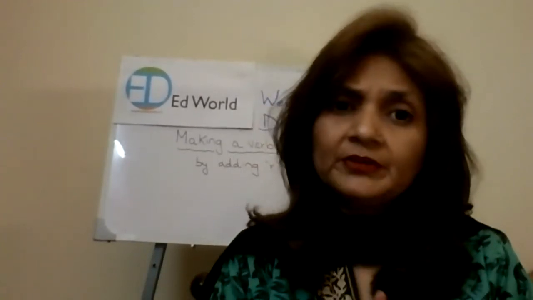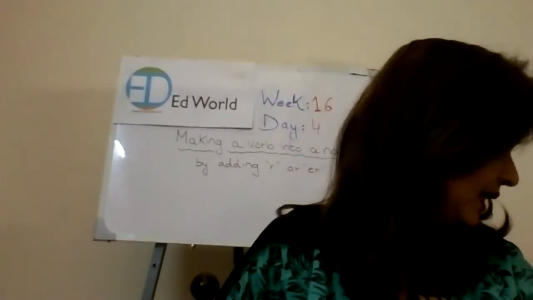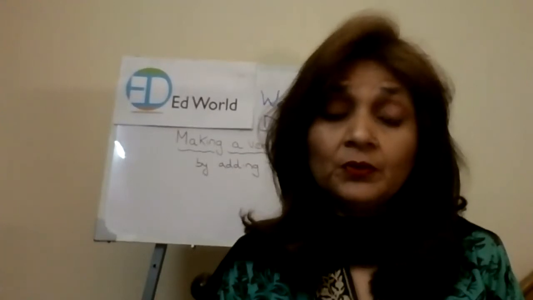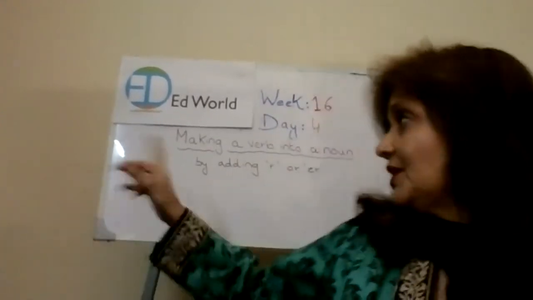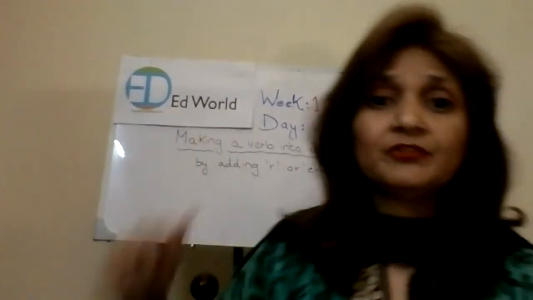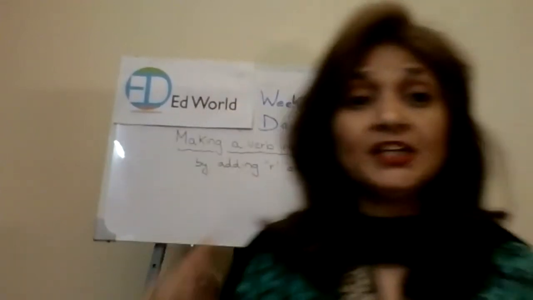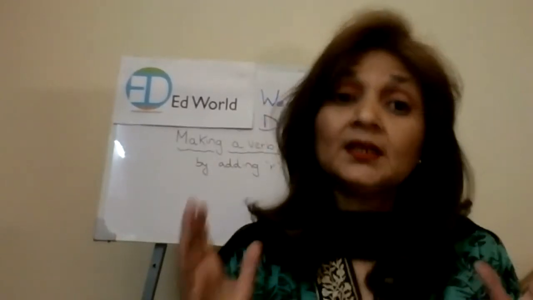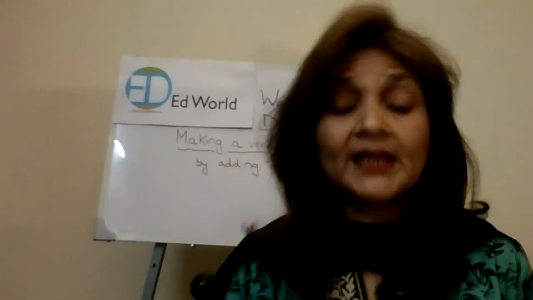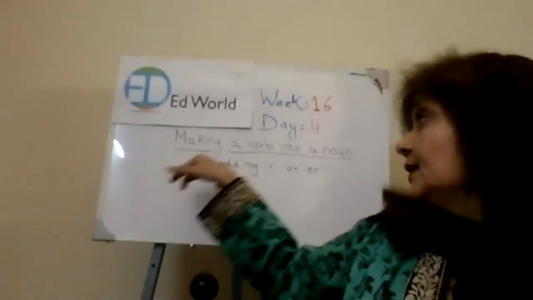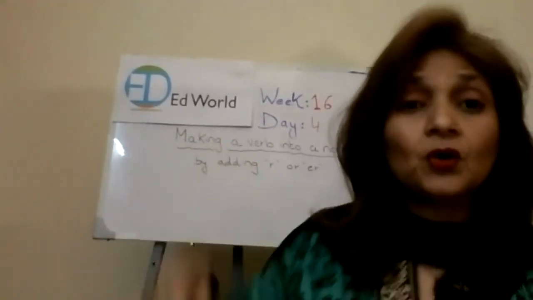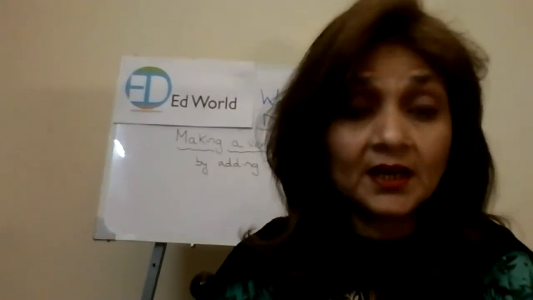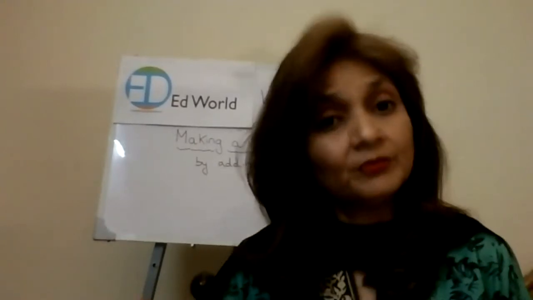Now, you know, children, that we can also make nouns from verbs. You know how? That is what we are going to learn today, making a verb into a noun. How are we going to do that? We just need to add either R or ER at the end of a verb.